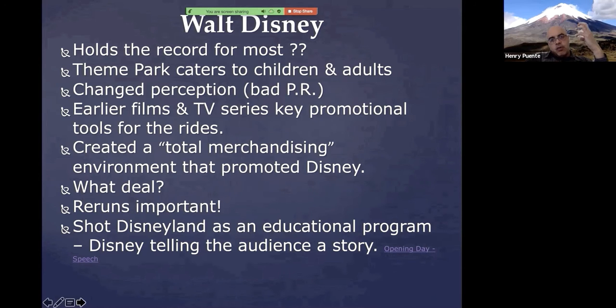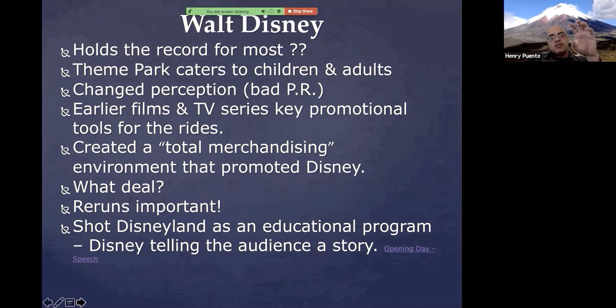Reruns were really important for Walt Disney. Disney didn't have the funds to produce a lot of episodes of his television show, Walt Disney. Back then, a typical television season was well over 30 episodes, so he would utilize reruns to remind people about the cool things that were going on or going to be going on at Disneyland.